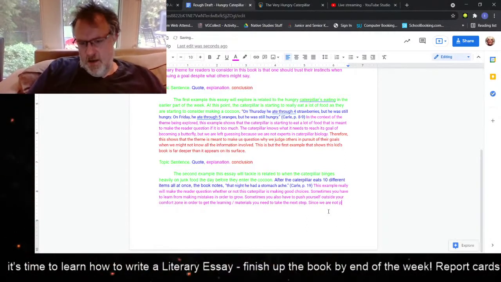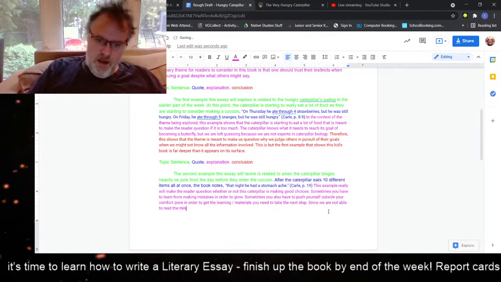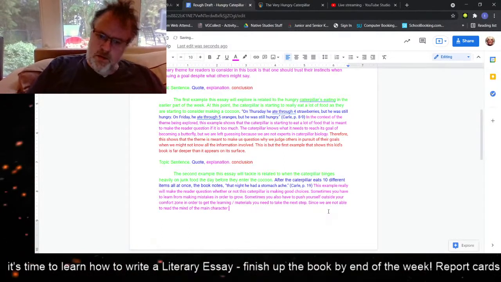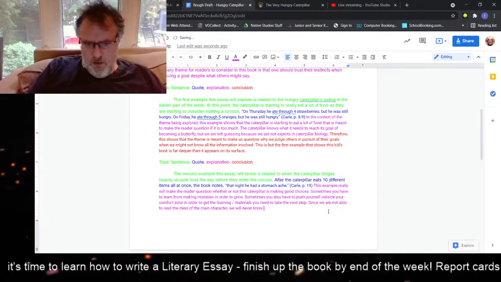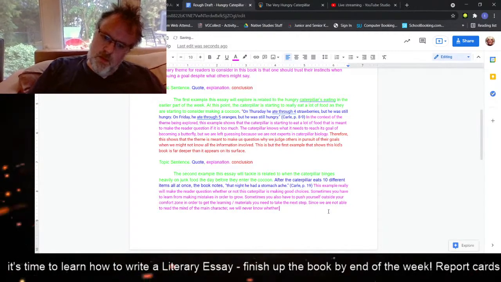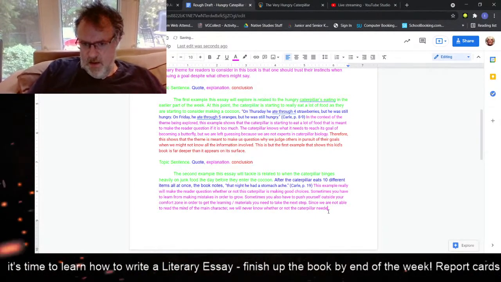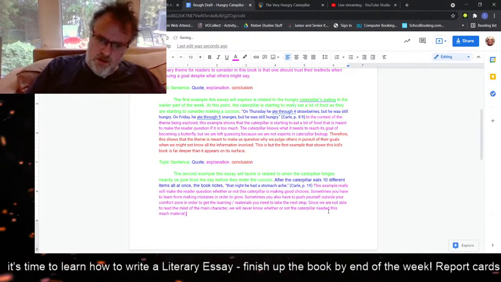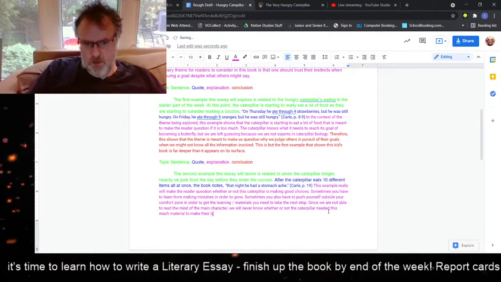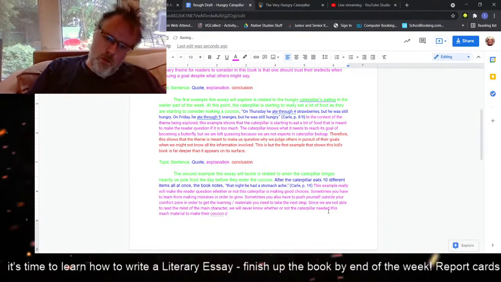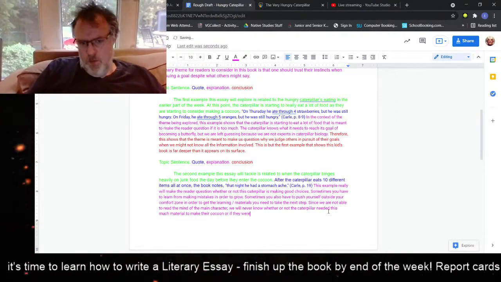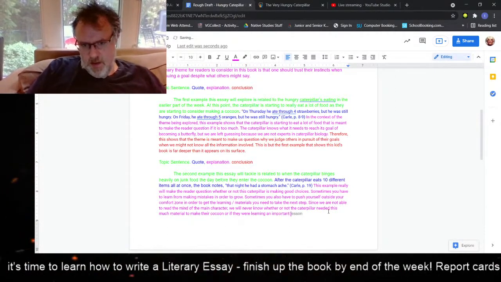Since we are not able to read the mind of the main character, we will never know whether or not the caterpillar needed this much material to make their cocoon, or if they were learning an important lesson.